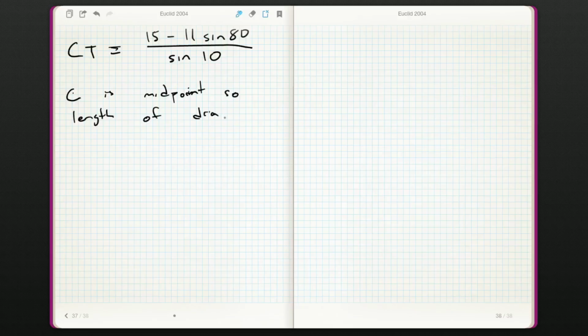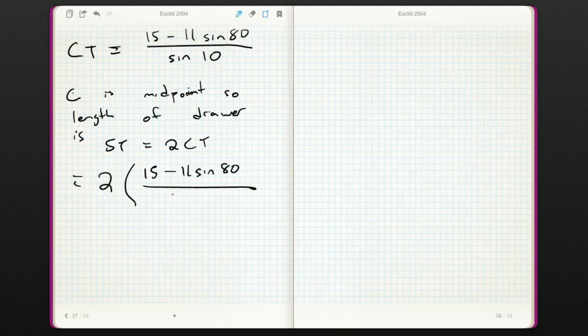The length of the drawer is ST, which is 2CT, which is 2 times this expression right here. So as soon as I plug that into my calculator, we're done. We'll have it to the nearest centimeter.